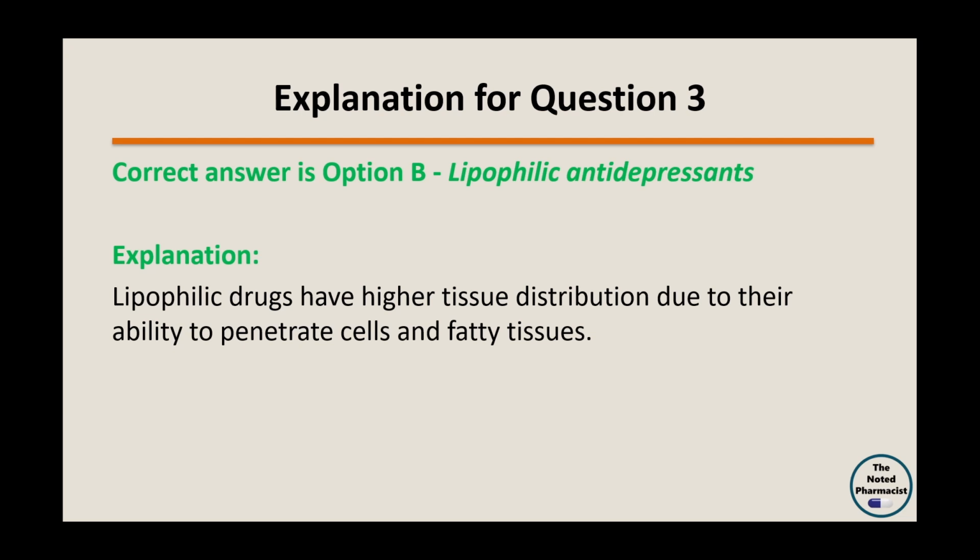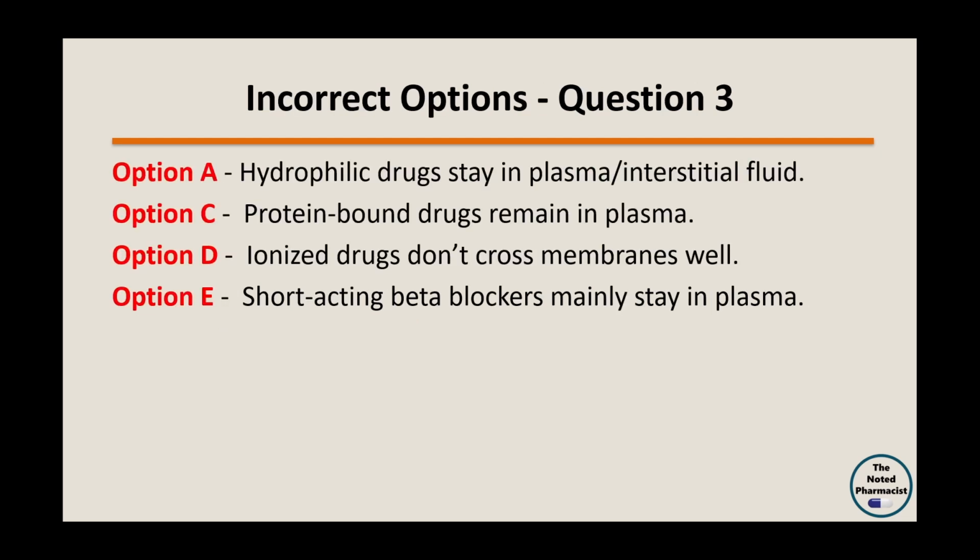Lipophilic antidepressants have a high volume of distribution because their lipophilic, fat-soluble nature allows them to pass through cell membranes and distribute widely throughout body tissues, particularly fatty tissues. Drugs with high lipid solubility typically have higher volumes of distribution due to their tendency to move into body fat, muscle, and other tissues beyond the bloodstream. Let's examine the incorrect options.